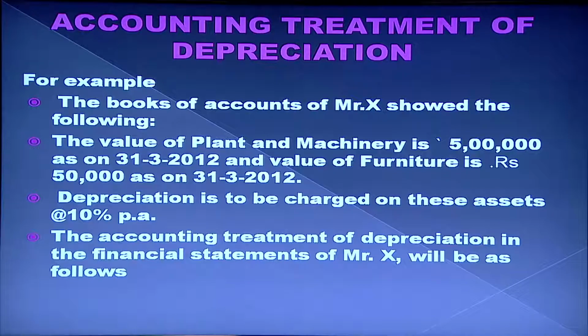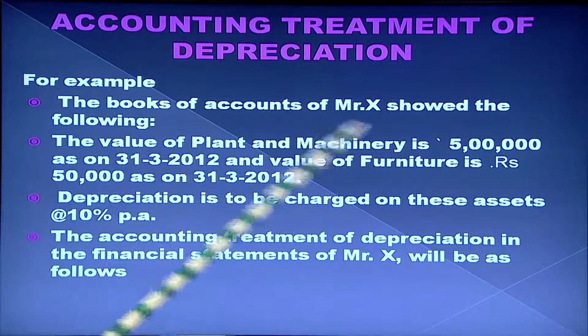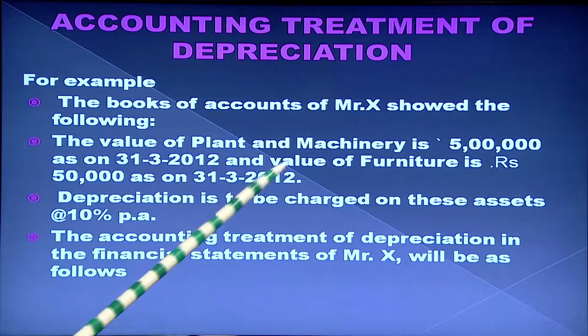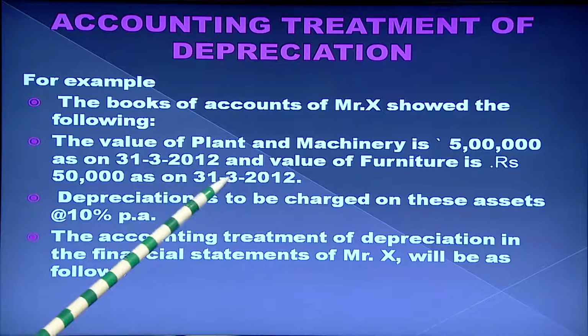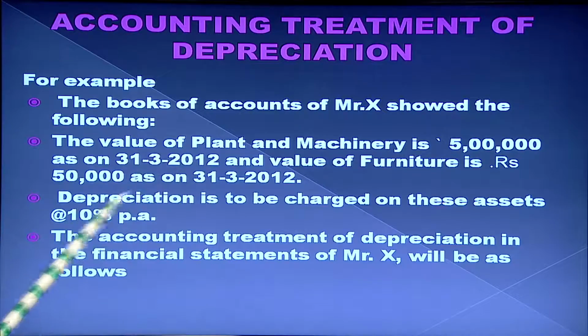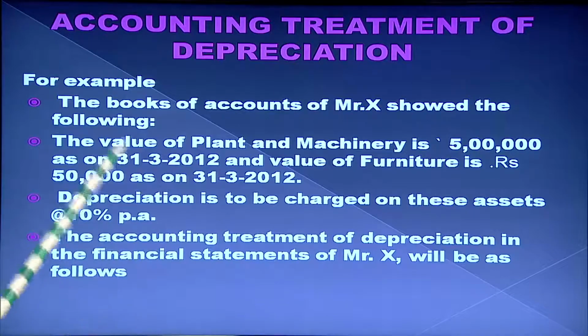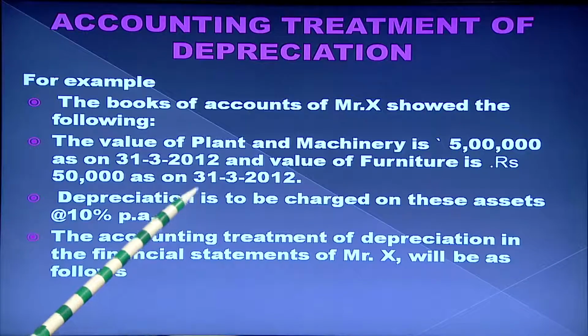For example, the books of accounts of Mr. X showed the following. The value of plant and machinery is rupees 5 lakh. This is the value of plant and machinery as on 31st March 2012, and the value of furniture is rupees 50,000 as on 31st March 2012. These are the balances. Depreciation is to be charged on these assets at the rate of 10% per annum. This is the rate of depreciation which will be charged for the whole year at the rate of 10%.